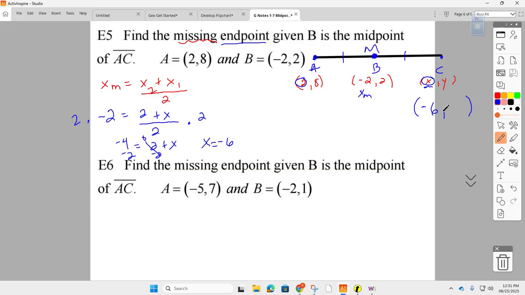Okay. And we're going to do the same thing for our y-coordinate. The y-coordinate of our midpoint equals our y's, all divided by 2. The y-coordinate of our midpoint is right here. I'm running out of room, so I'm going to squeeze it right here. So 2 equals the y, now this is the y, 8 plus the y we don't know, divided by 2.